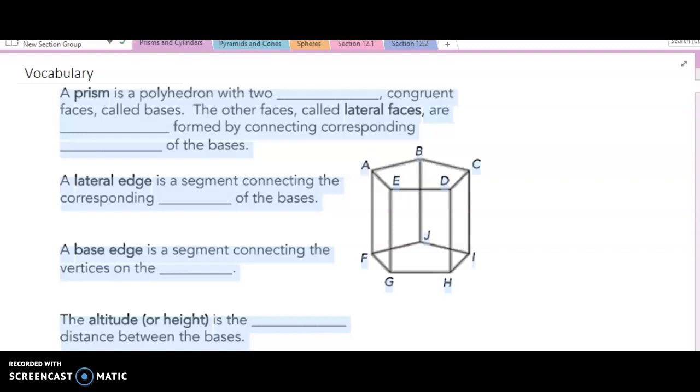Okay, so a prism is a polyhedron, and it has two parallel and congruent faces called bases. So this would be a base, and the bottom would be the base, okay? Every prism has two bases, okay? And in this one, it's top and bottom, and we kind of always think of it as top and bottom, but it doesn't always have to be top and bottom. It can be left and right, okay? It can be front and back. But these are parallel and congruent, okay? And they're called the bases.